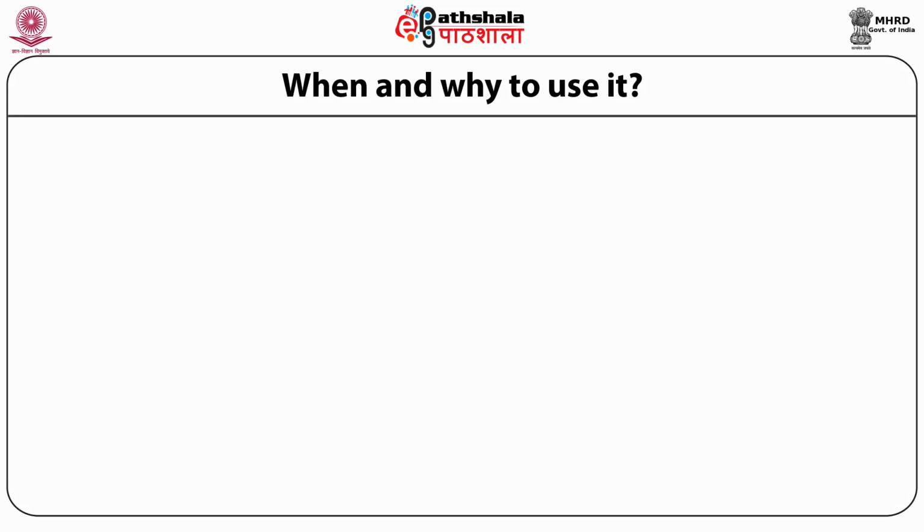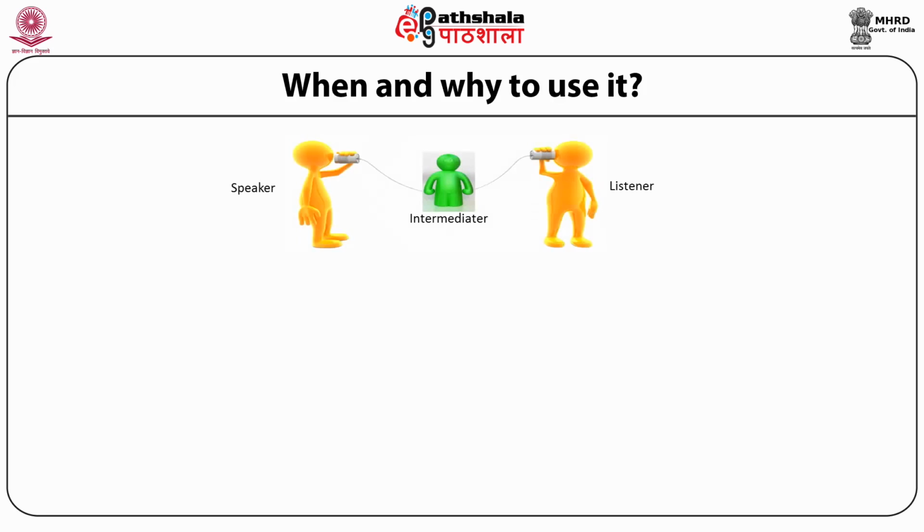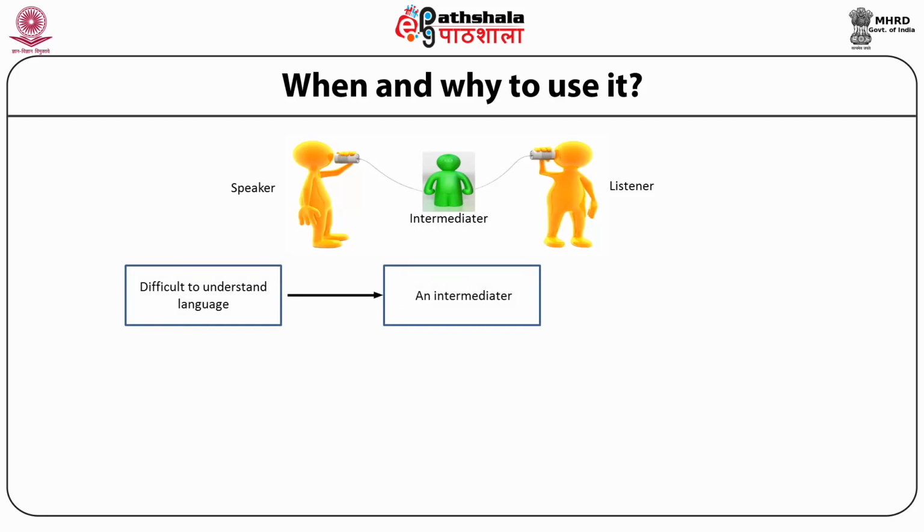Imagine there are two different people from different countries and different languages. Let's say there is a speaker and there is a listener. For them to understand, there is an intermediator who converts the language of the speaker into the language of the listener, so the listener can understand. So there is a difficult to understand language, and the intermediator conveys the same information in an easy language.